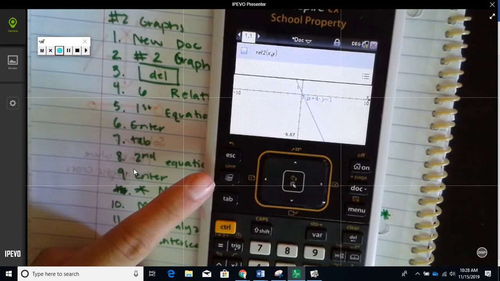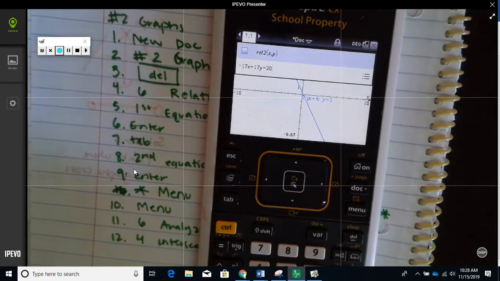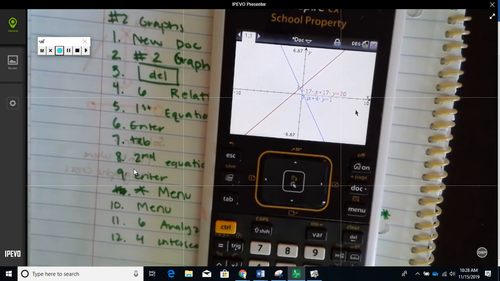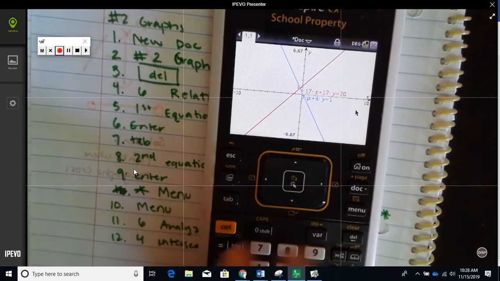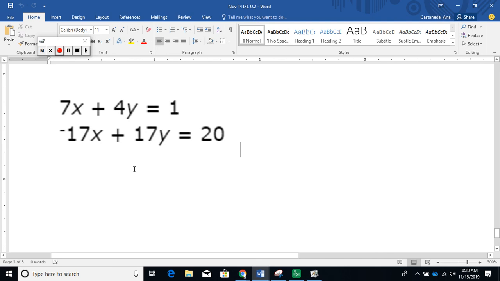And then you're going to type in the second equation. Please type in the second equation: negative 17x plus 17y equals 20. And then you should get 2 lines like this. Thank you. It's right here. Negative 17x plus 17y equals 20. Please show me your calculator once you're done.